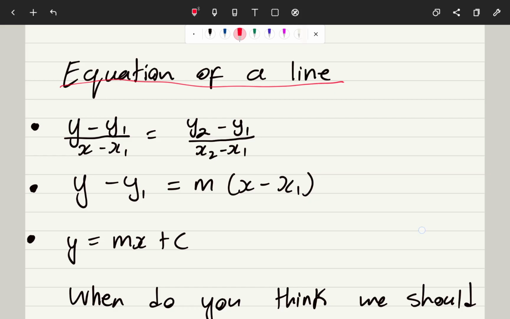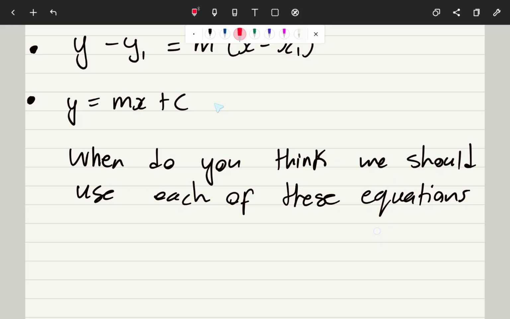The one we've been using, we've been using this one. And okay, when do you think we should use each of these equations? All right, cool. So I'll explain this equation and also when to use them. This one, you might as well just use it always, I guess.